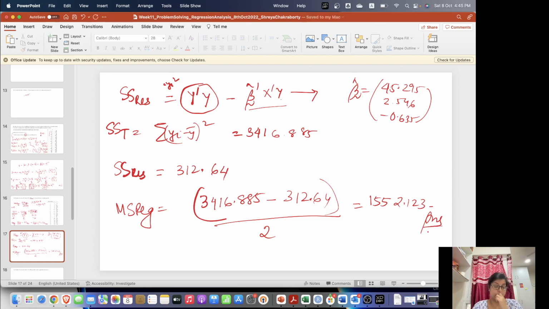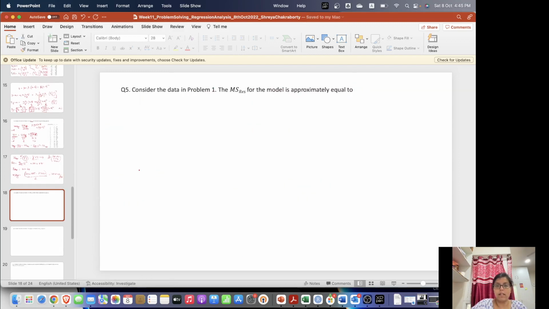Okay? And this one, MS residual, is how much? So SS residuals we have calculated y prime y minus beta prime hat x prime y. So the main technique is, you don't have to remember all SS residual, SS regression and everything. You remember one, and just subtract it from the total sum of squares. So this is one easier technique. Instead of memorizing two formulas and getting confused, you pick one and you memorize one.